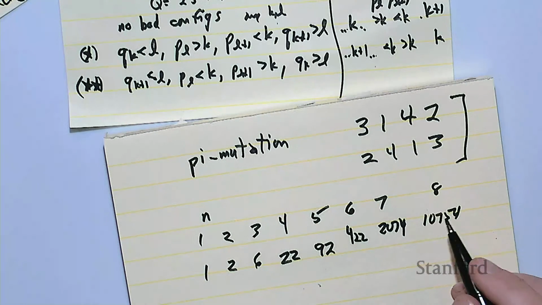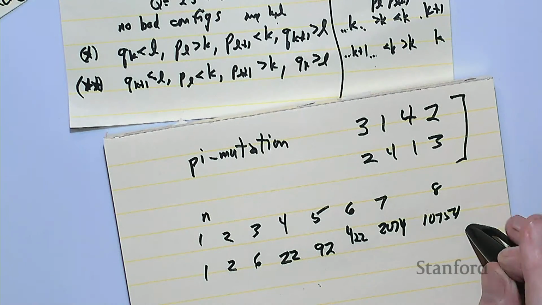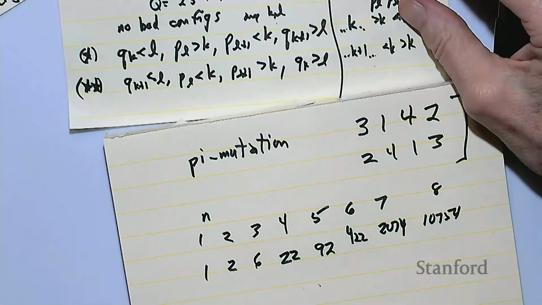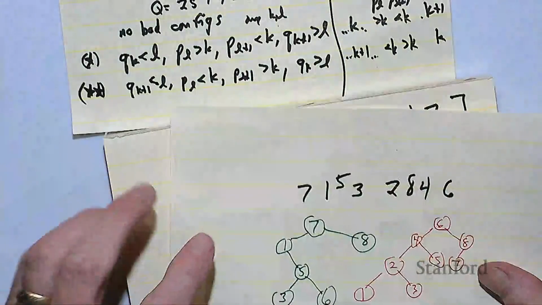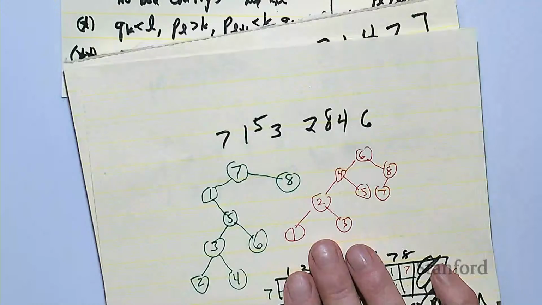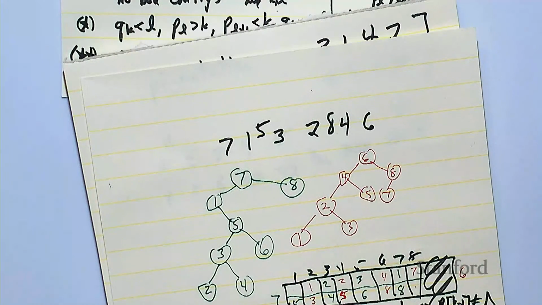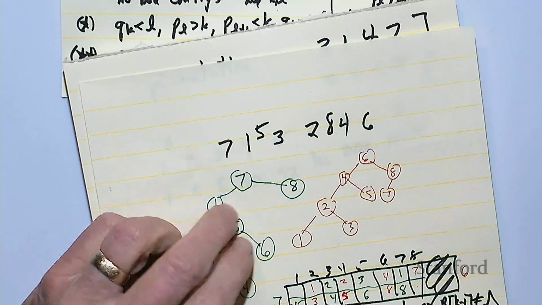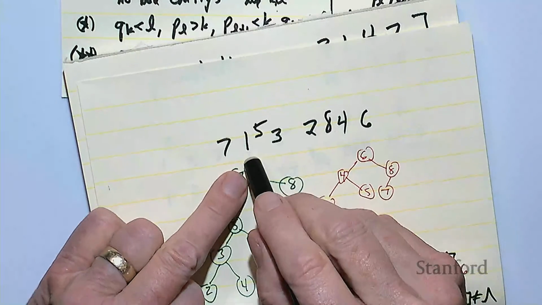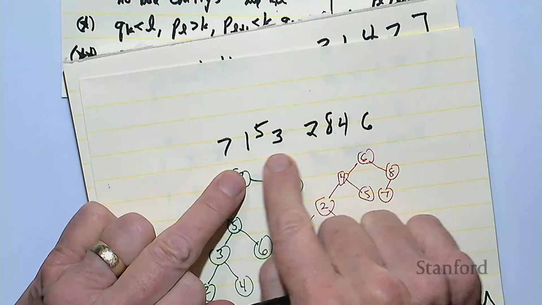Now, 8 factorial is about 40,000. So we got a chance of something like 1 in 4 that this random permutation that you guys came up with is Baxter. How are we going to check to see whether 7153284 is Baxter? Is it bad or not? Well, we just have to check K and K plus 1 and see what's big and small between. So 1 and 2 is never a problem because there's nothing less than 1. So 1 and 2 is no problem.